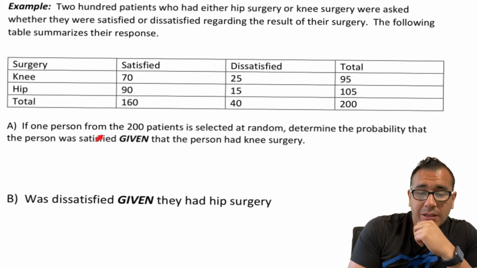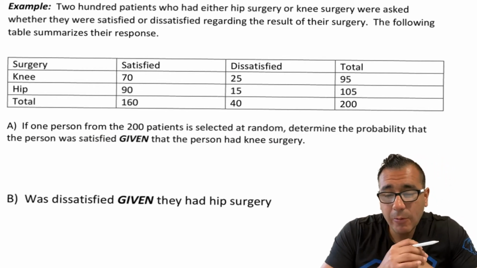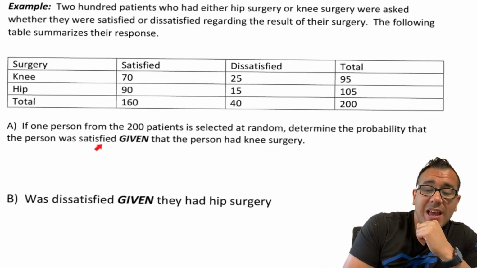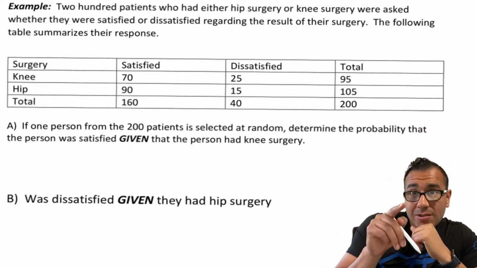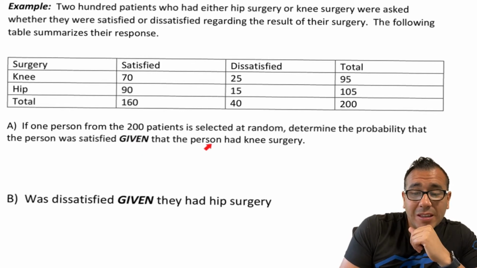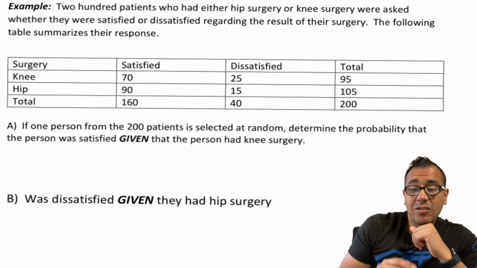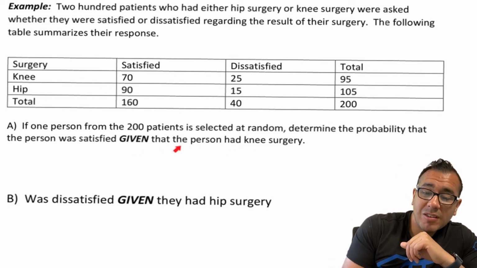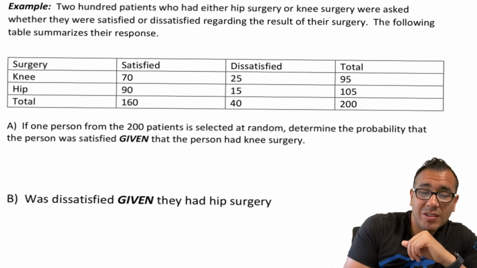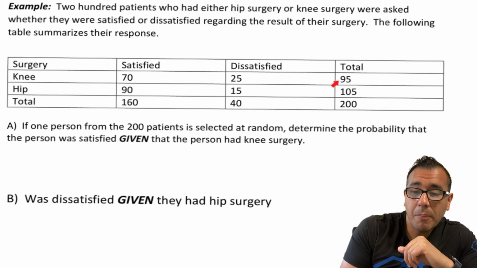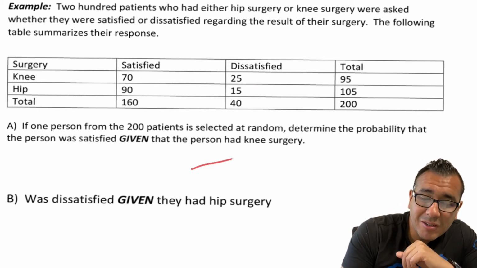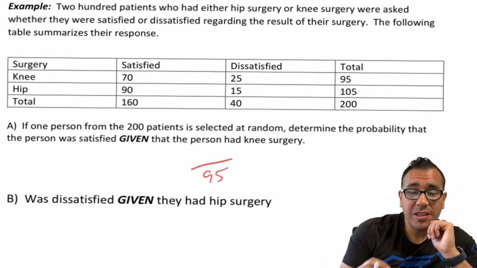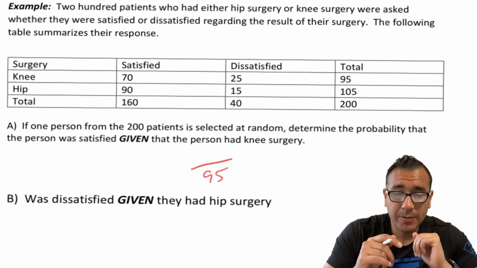If one person from 200 patients is selected at random, determine the probability that the person was satisfied given, there's our key word, that the person had a knee surgery. When it says given, this is the group we're focusing on, the people that had knee surgeries. So how many people had knee surgeries? 95. So that's our number on the bottom, because we're only focusing on those that had knee surgeries.